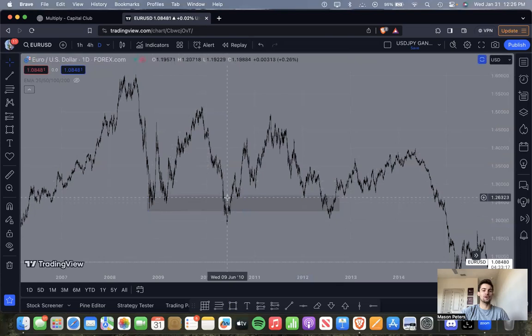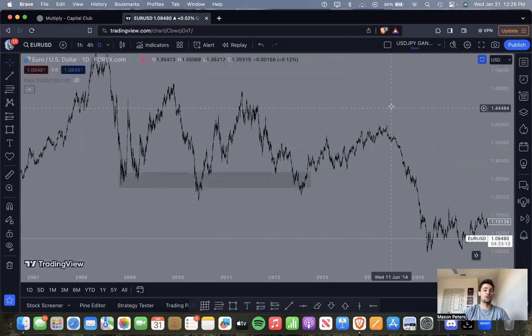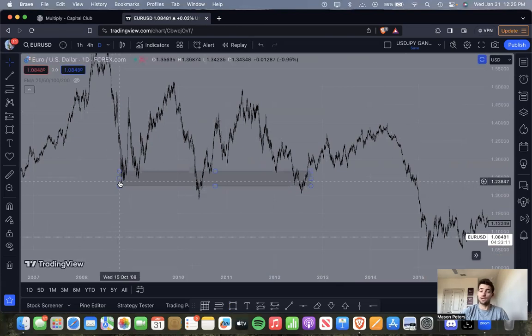Notice how every time the euro came down into $1.24, the euro found support. There was a lot of buyers entering the market at $1.24. Where were they supplying price? People were selling and supplying their euros for people to buy at $1.48. Now, this was back in 2008 to 2012.